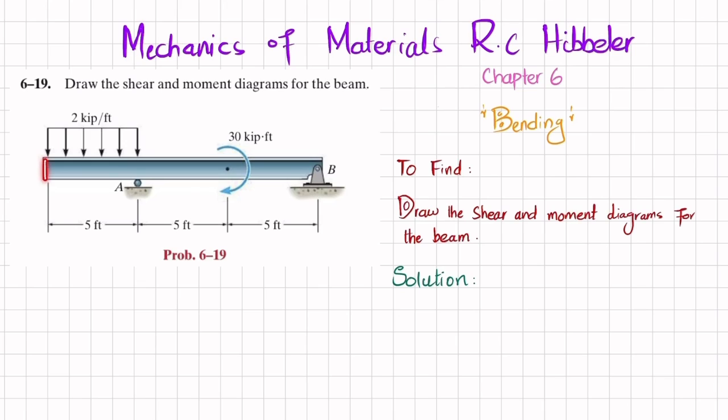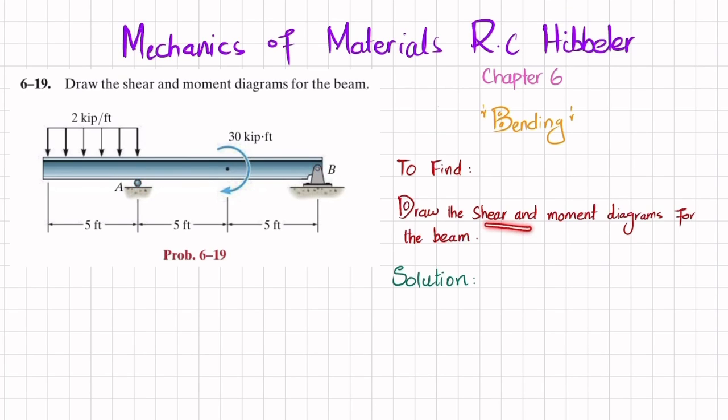So you can see this is an overhanging beam and from this end we have a uniformly distributed load of 2 kips per feet, and at this point we have an external moment of 30 kips into feet. So there is a roller support at point A and a pin support at point B.